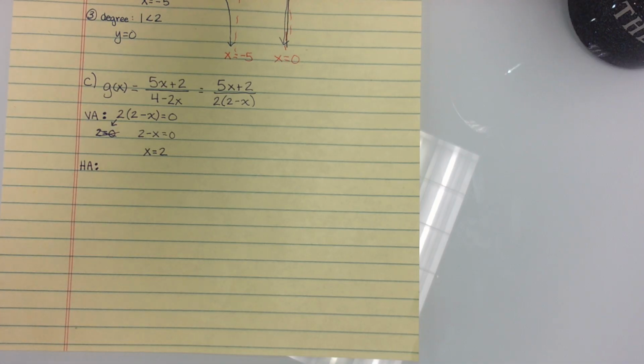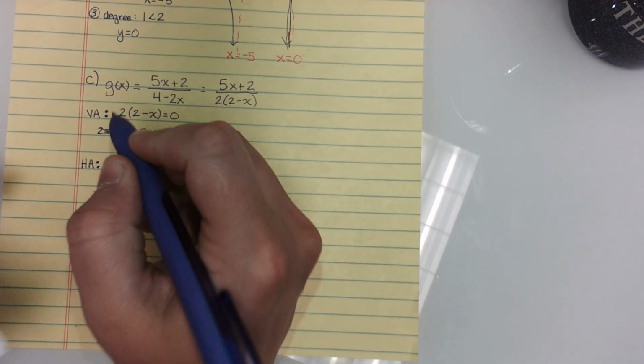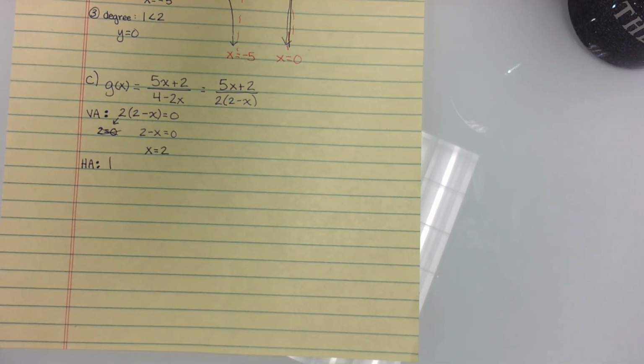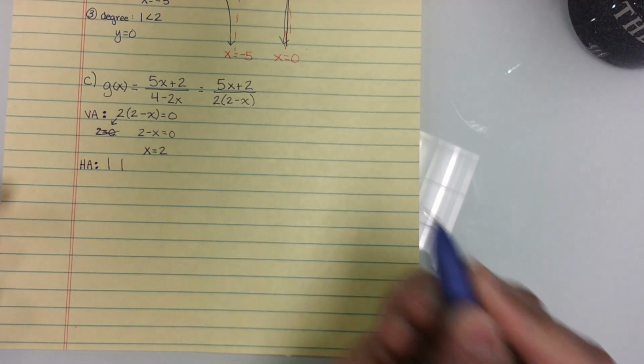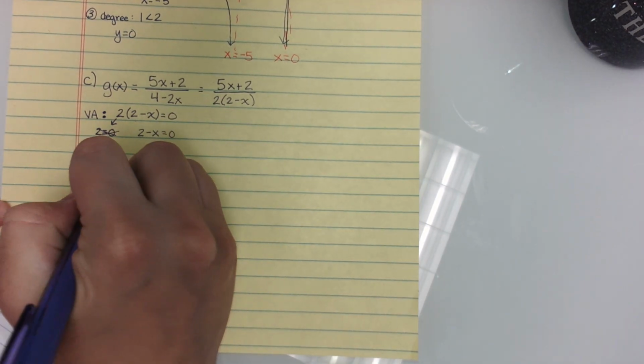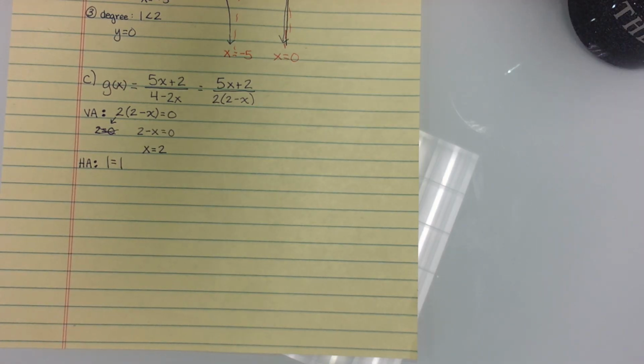We look at the degrees. Miriam, what's the degree of the numerator? 1. Beautiful. Isaiah, what's the degree of the denominator? 1. Sorry, I didn't hear you if you answered already. I think 1 is equal to 1. That's what I'm thinking.